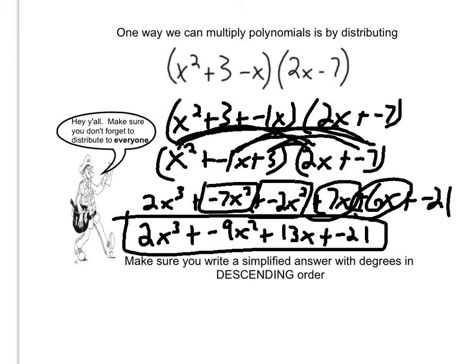Okay, so again, one way to do this is by distributing, passing out each term to all the other terms, and multiplying them together. Alright, and next slide we're going to learn something to go right along with that.